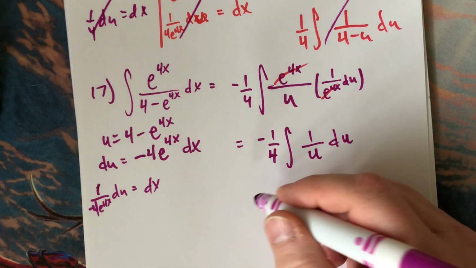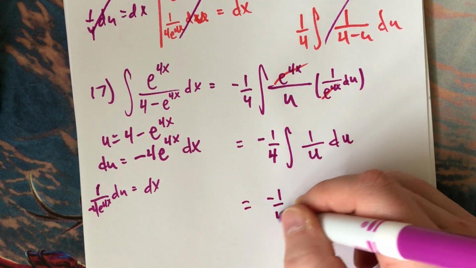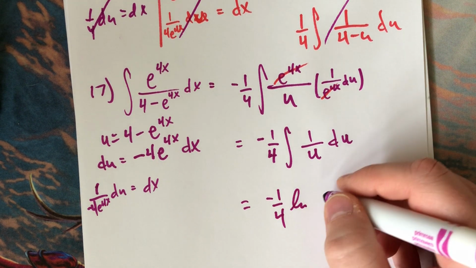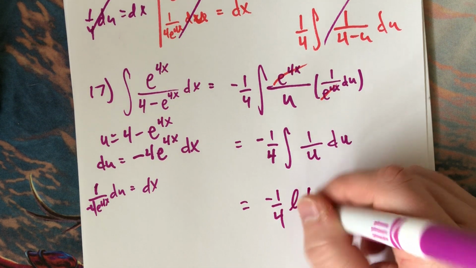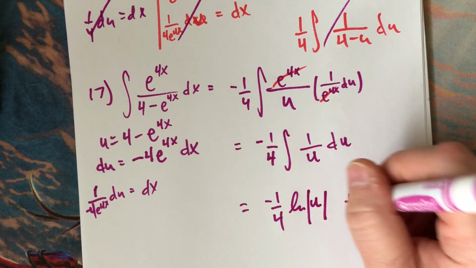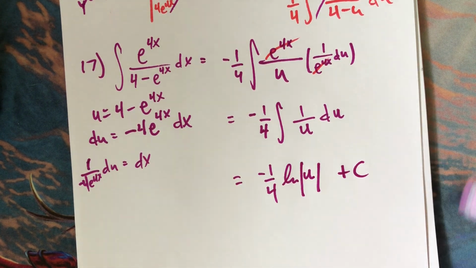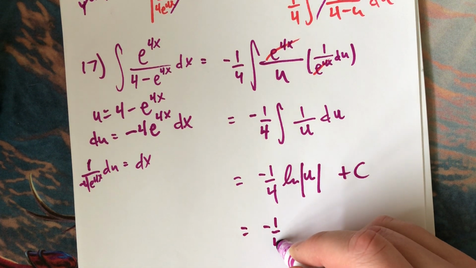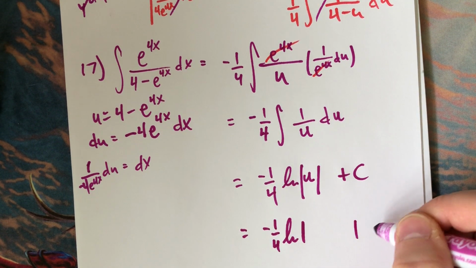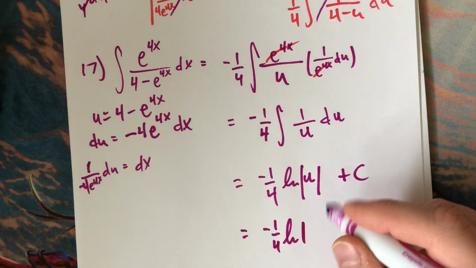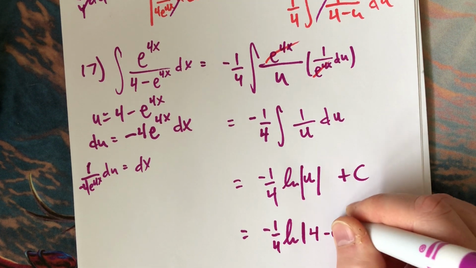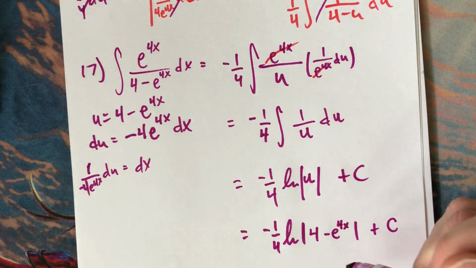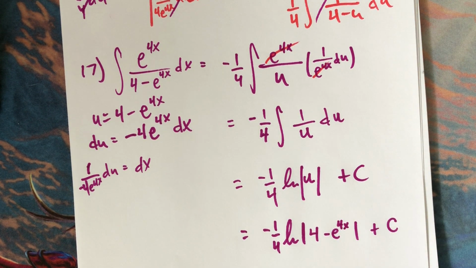Well, hey, so this is just going to be negative 1/4 ln absolute value of u plus c. And this is definitely a situation where absolute value is important, because when we drop u back in, we're going to get a lot of negatives, but then we'll take the absolute value and we'll get positives.